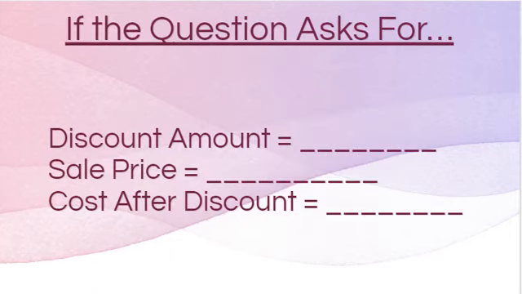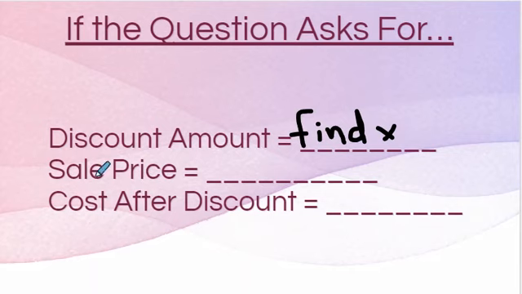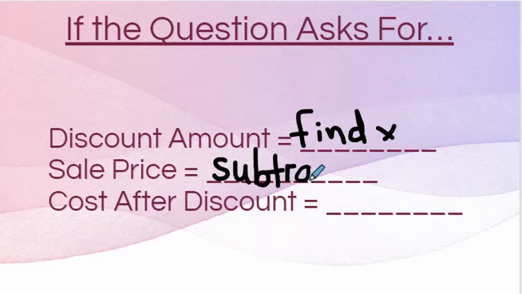Okay, just a few things to talk about before we get into some examples. If the question asks, what is the discount amount? Then you are simply finding X. If the question asks for the sale price, then you are subtracting. Think sale price, subtract. And finally, if the question asks for the price after the discount or the cost after the discount, you have to subtract as well.